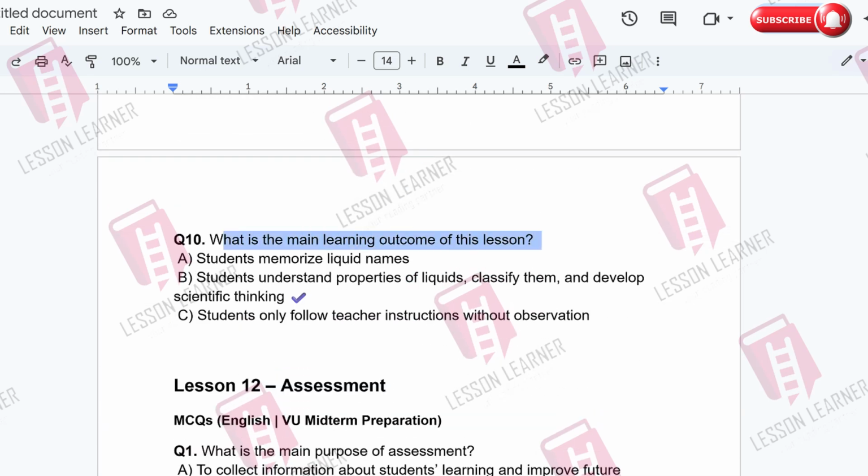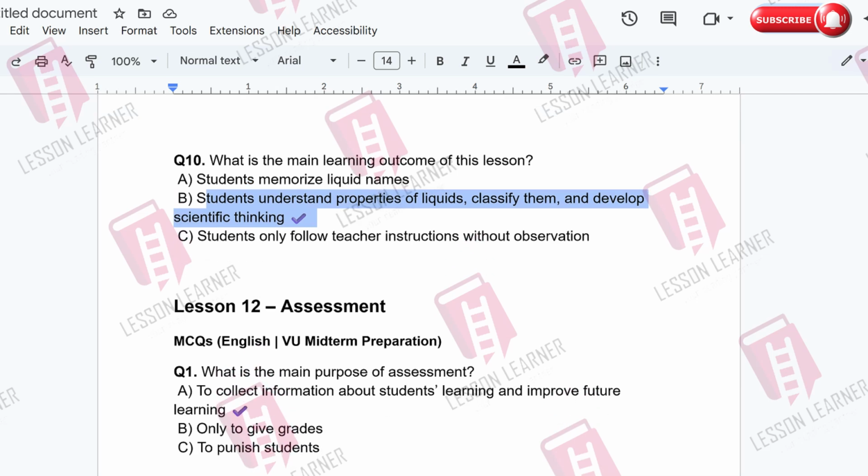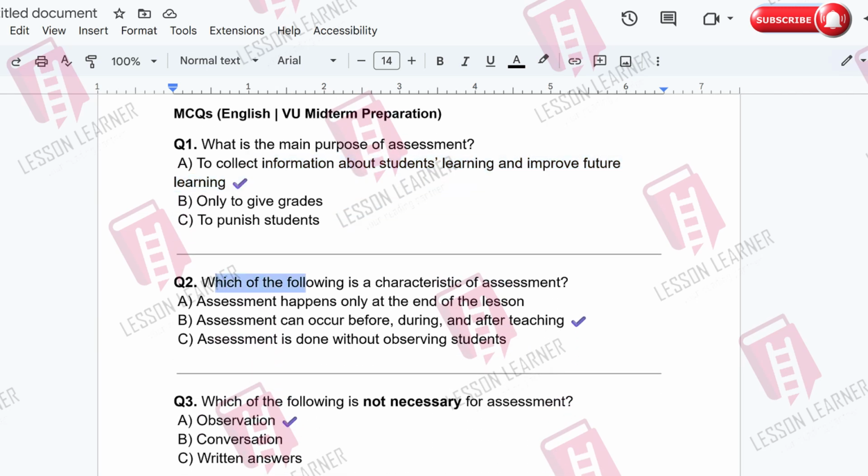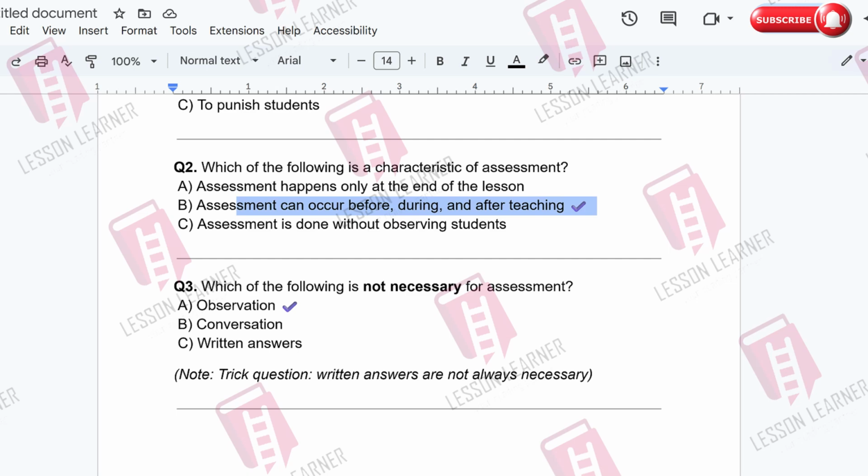What is the main learning outcome of this lesson? Students understand properties of liquids, classify them, and develop scientific thinking. What is the main purpose of assessment? To collect information about the student's learning and improve future learning. Which of the following is a characteristic of assessment? Assessment can occur before, during, and after teaching.